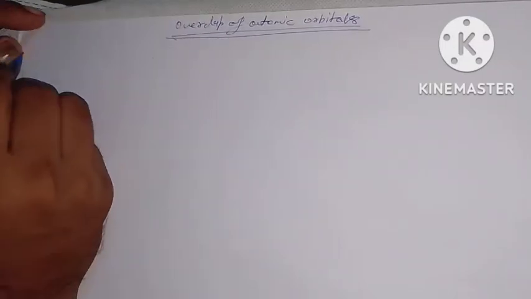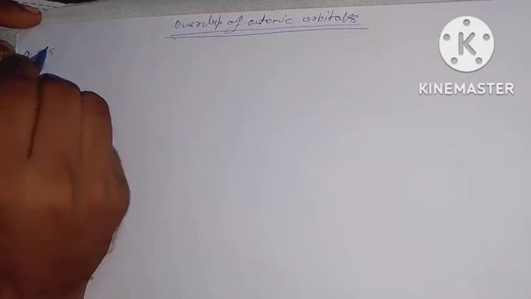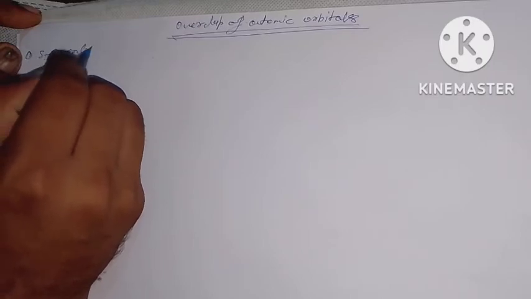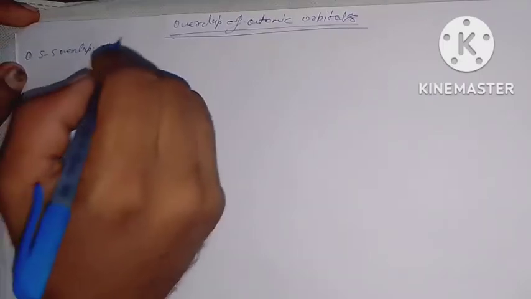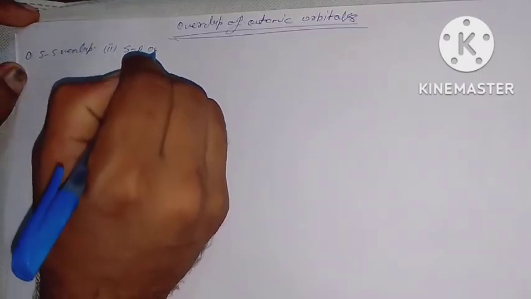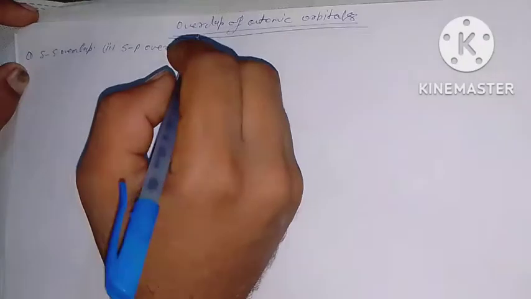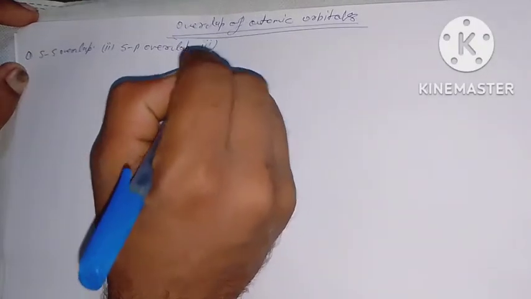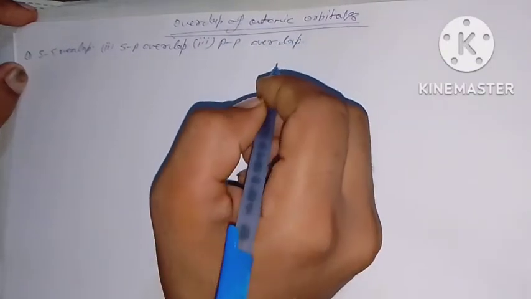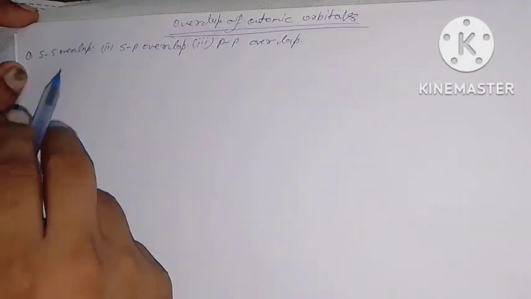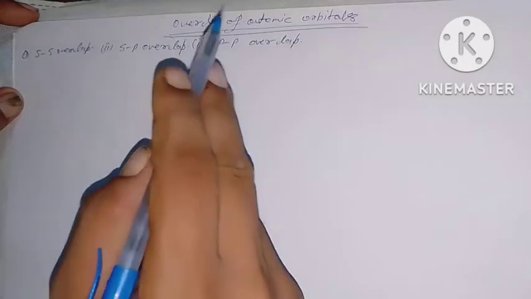First is SS overlap. Second is SP overlap. Third is PP overlap. These are the three types of overlap presented here: SS overlap, SP overlap, and PP overlap.